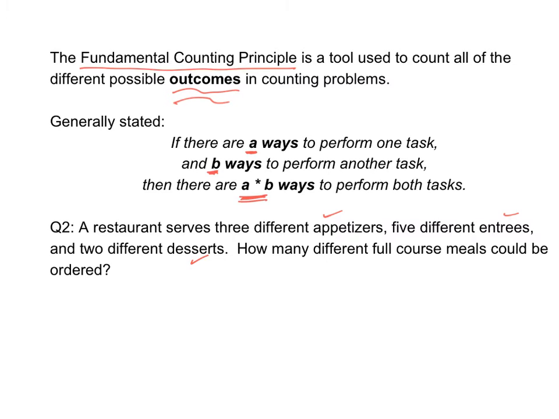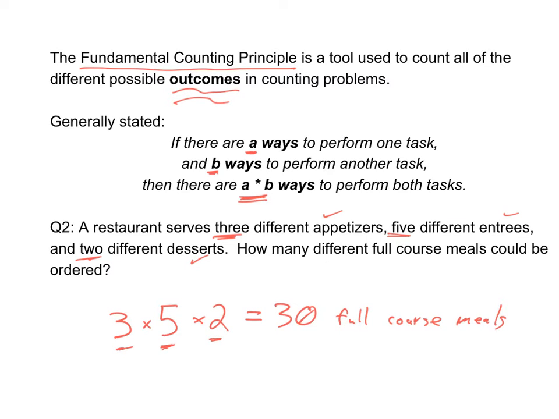Well, we have 3 different appetizers, so that's 3 choices for the appetizer. We have 5 different entrees, so that's 5 choices for the entree. And we have 2 different desserts. That's 2 different choices for the desserts. 3 times 5 times 2 is 30. So we have 30 different full course meals that could be served, which contain 1 appetizer, 1 entree, and 1 dessert. So to figure out how many ways there are of serving 1 of each of those, we just count up how many different outcomes there are for each one, and then multiply those things together.